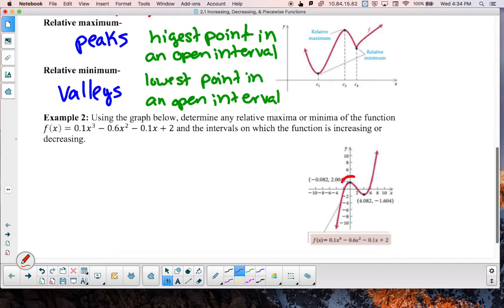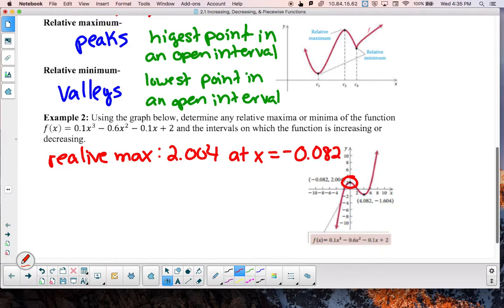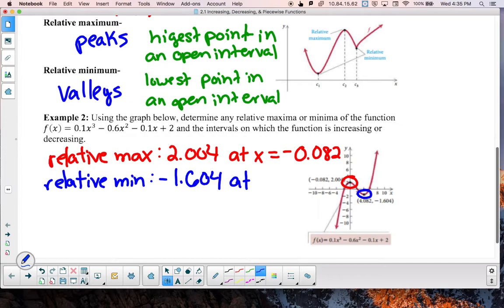Our relative maximum is this little peak right here. The way that we write this is a relative max is 2.004 at x equals negative 0.082. And then our relative minimum is this little valley right here. We write that as a relative minimum is negative 1.604 at x equals 4.082.